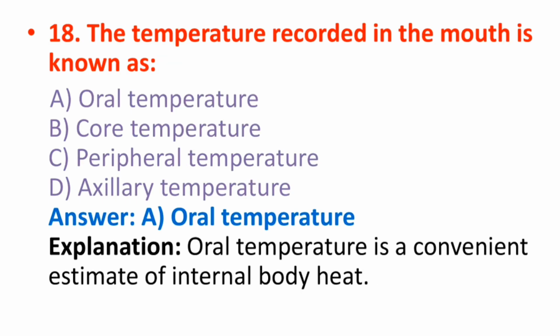Hypothermia can result from cold exposure. The temperature recorded in the mouth is known as: option A, oral temperature; option B, core temperature; option C, peripheral temperature; option D, axillary temperature. The correct answer is option A, oral temperature. Oral temperature is a convenient estimate of internal body heat.